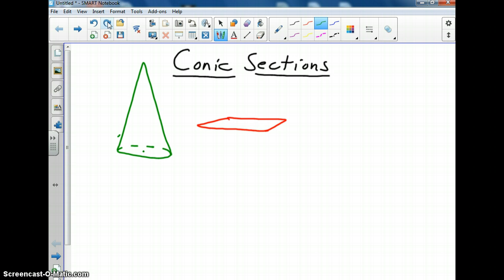Okay, so here's what's happening. This plane can intersect this cone in different ways. And when that intersection happens, it forms different shapes. In fact, it forms 4 different shapes. Okay, so what are those shapes?